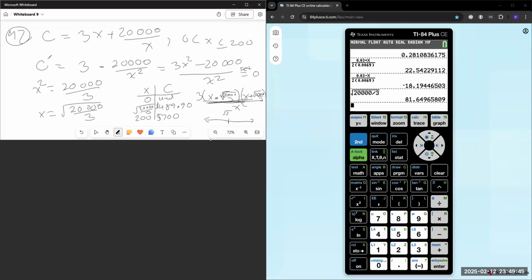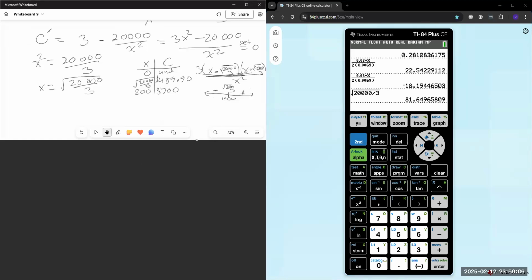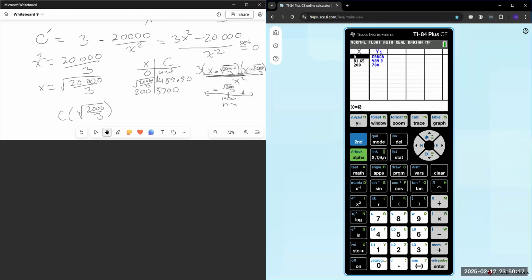Root 20,000 over 3, that's decreasing. On this side, we would get a positive and a positive. That would be increasing, so there's a local min right here. Local min at root 20,000 over 3. And again, I'm going to find C of root 20,000 over 3. I did that with a calculator here and found it to be approximately 489.90.